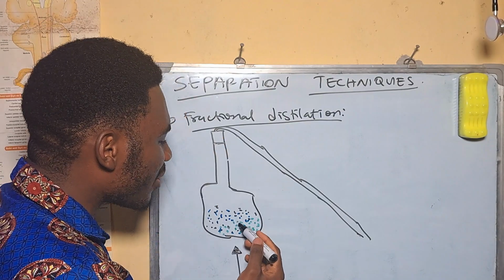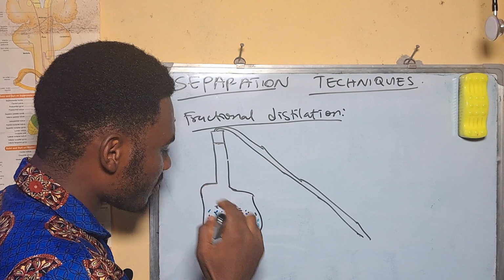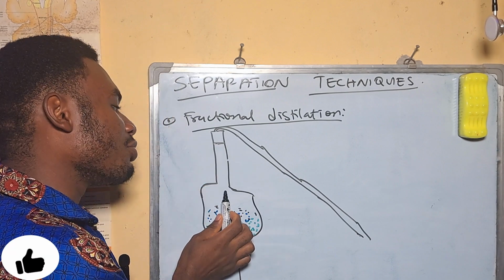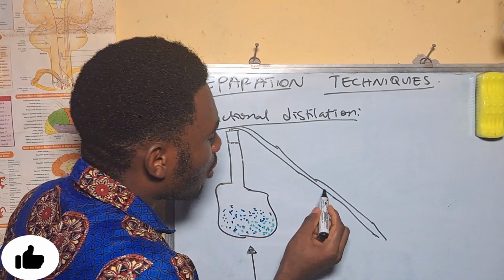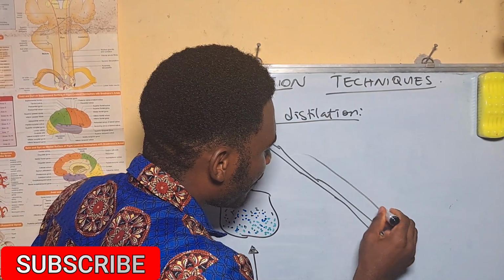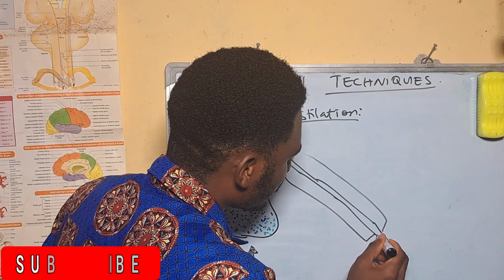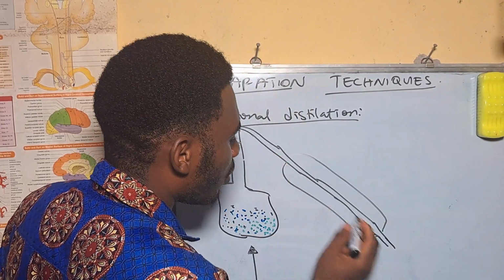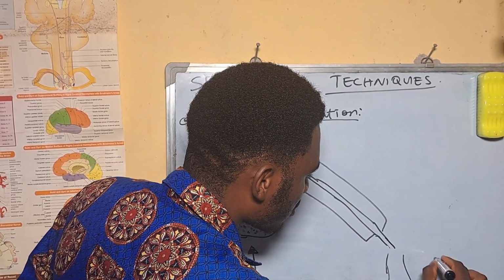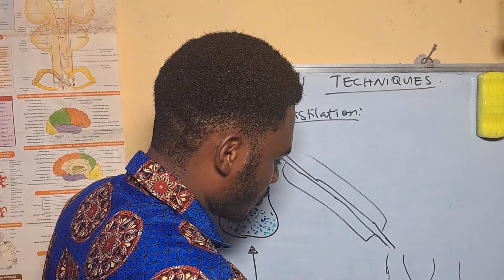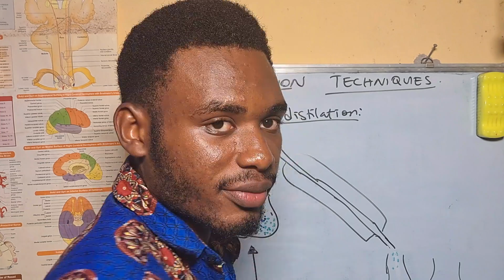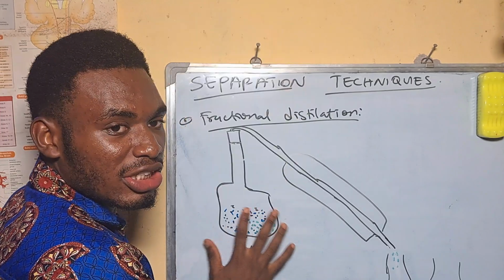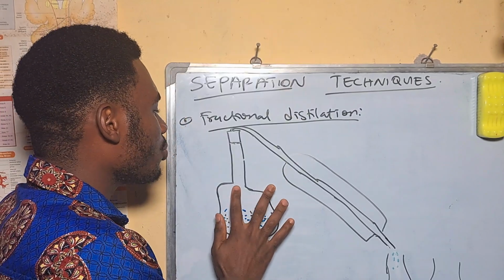So when you heat up this solution, the vapors are going to travel through this column. Through this column, they are going to be funneled towards a condenser, like in distillation. Here you have a condenser too, that will condense this vapor into pure liquid.